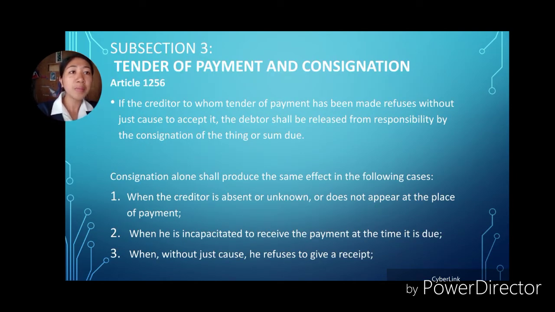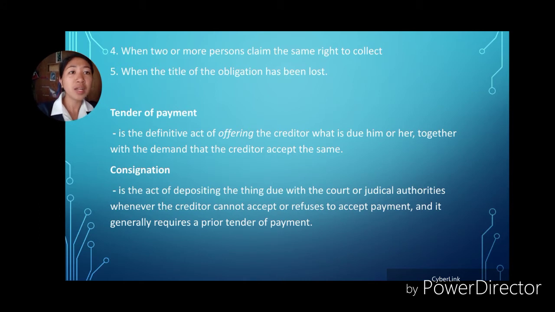Subsection 3, tender of payment and consignation. Under Article 1256, if the creditor to whom tender of payment has been made refuses without just cause to accept it, the debtor shall be released from responsibility by the consignation of the thing or sum due. Consignation alone shall produce the same effect in the following cases: when the creditor is absent or unknown, or does not appear at the place of payment; when he is incapacitated to receive the payment at the time it is due; when without just cause he refuses to give a receipt; when two or more persons claim the same right to collect; when the title of the obligation has been lost.